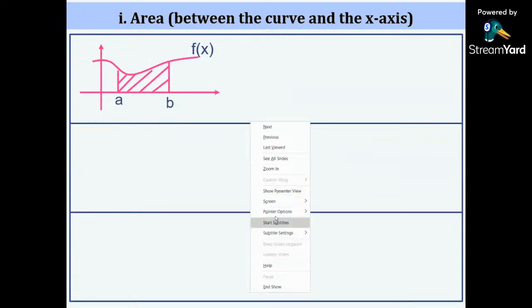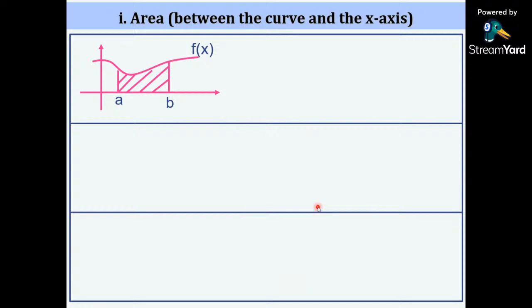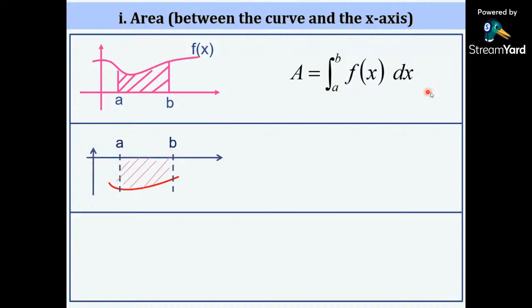Now, say we have a curve like this and the limit is from A to B. So to find the area, you can integrate from A until B of the curve with respect to x. Next, if you have a curve below the x-axis within the limit A and B, then to find the area, you need to put an absolute sign or modulus so that you can have a positive area.